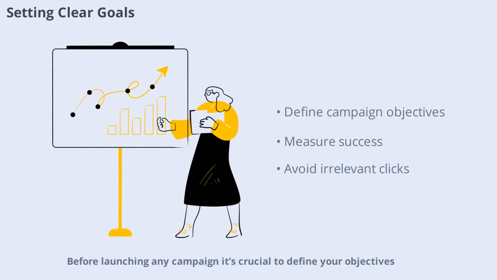Before launching any campaign, it's crucial to define your objectives. Are you aiming for more website traffic, increased sales, or greater brand awareness? Setting clear goals helps you measure success and avoid spending on irrelevant clicks. By knowing exactly what you want to achieve, you can tailor your ads and budget to support those outcomes. This clarity will guide every decision you make in Google Ads.